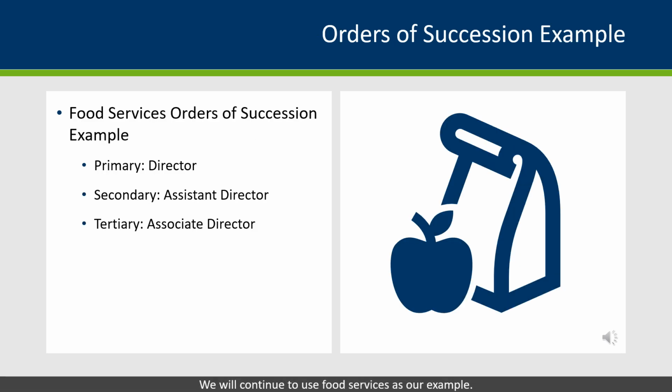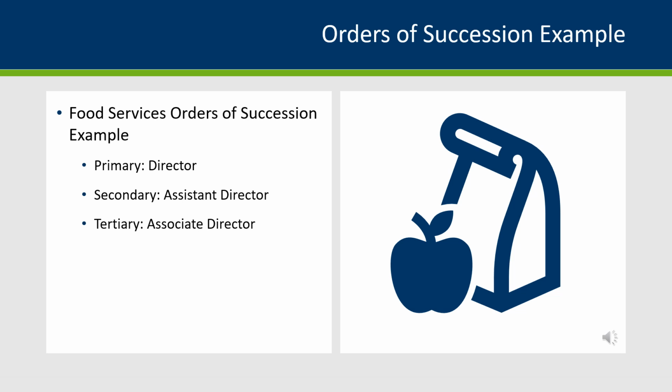We will continue to use food services as our example. An example of orders of succession planning for food services may be the director as the primary, the assistant director as the secondary, and the associate director as the tertiary. If a facility does not have this depth of leadership in their food services department, consider frontline leads, such as a chef, to support in a secondary or tertiary capacity.